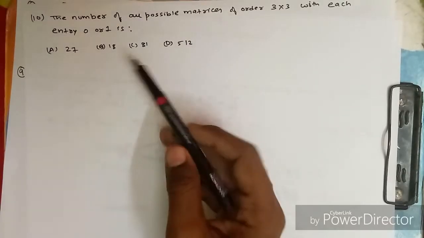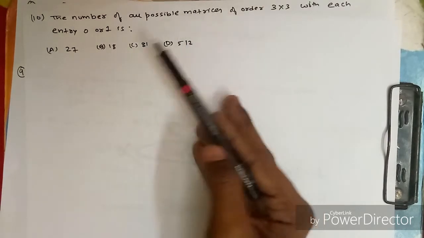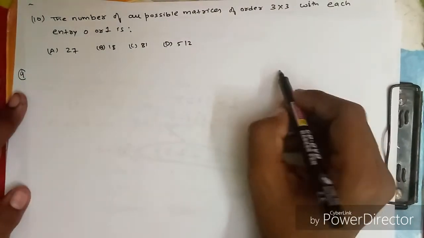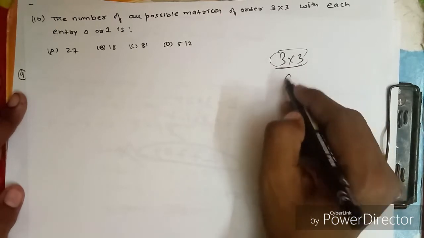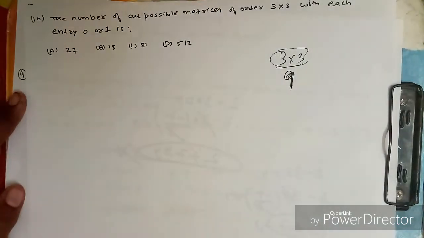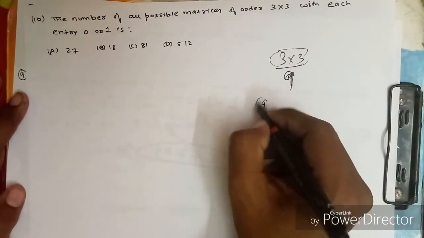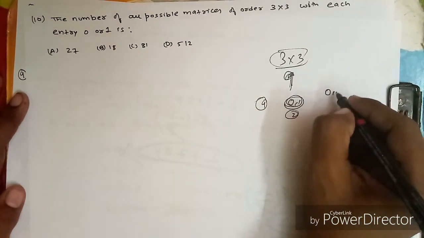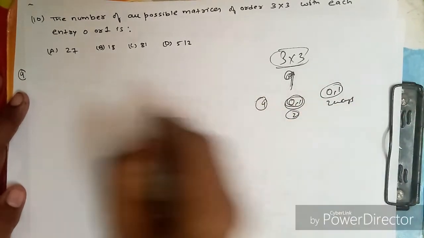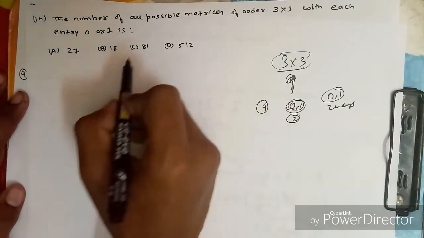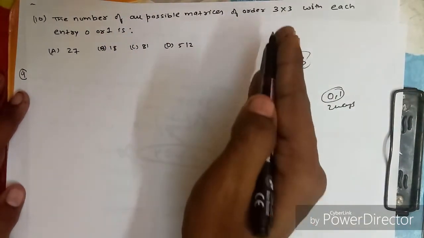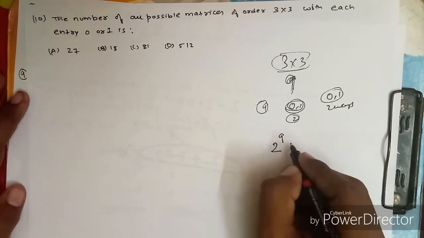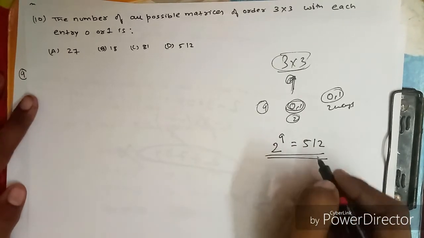The next problem says the number of all possible matrices of order 3 cross 3 in which each entry is 0 or 1. So in a 3 cross 3 matrix the total number of elements is 9. So all the 9 elements can be filled with 0 or 1, that is, each can be filled in 2 ways. So the question asks the number of all possible matrices of order 3 cross 3 with each entry 0 or 1. So 2 power 9, that is 512, will be the correct answer.